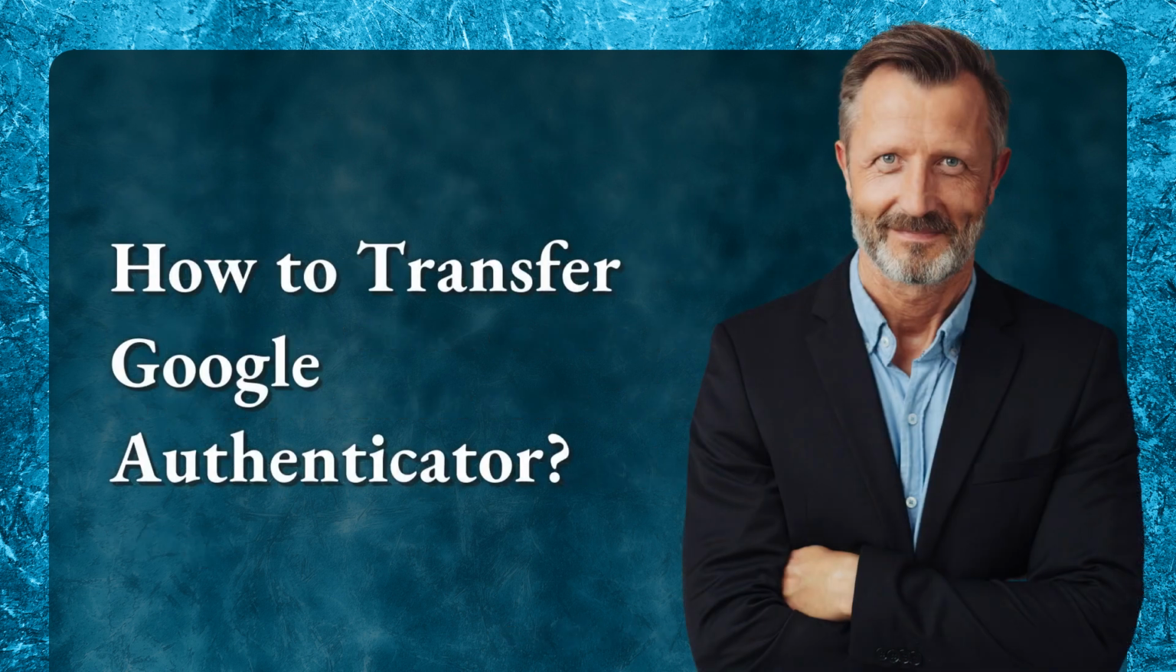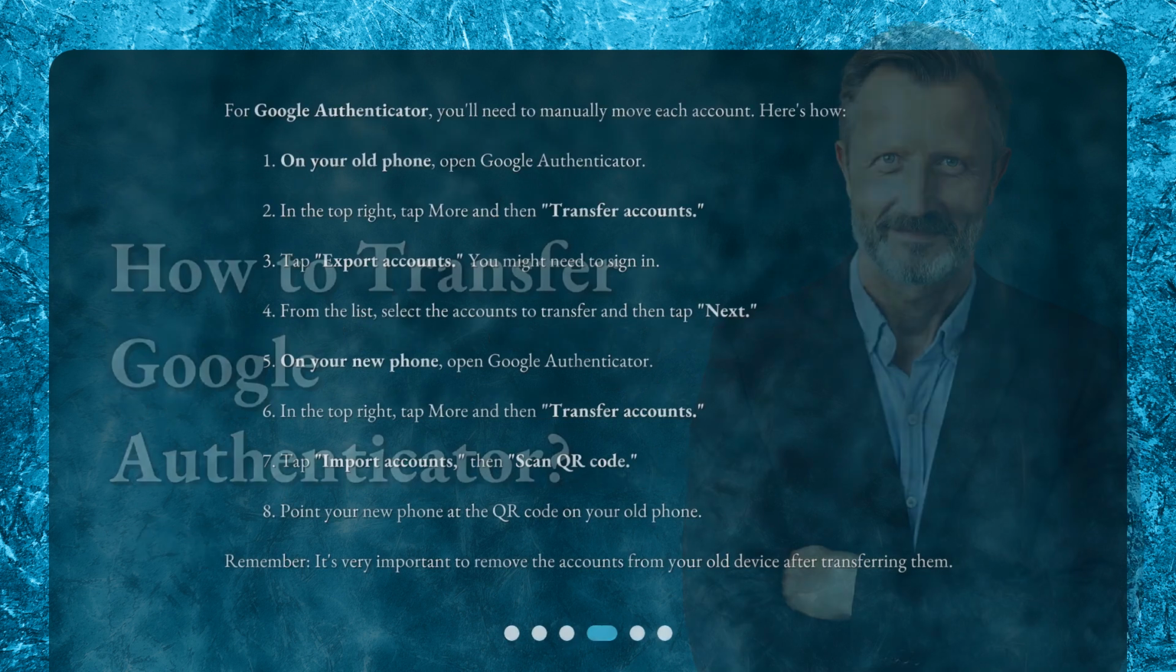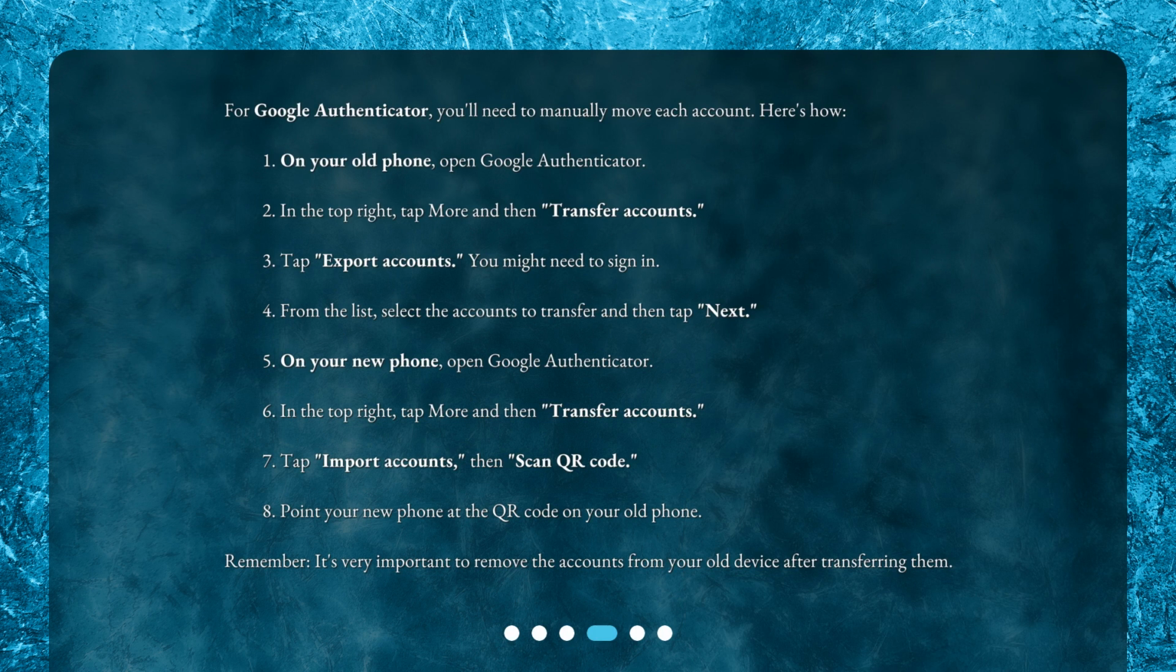How to transfer Google Authenticator? For Google Authenticator, you'll need to manually move each account. Here's how. 1. On your old phone, open Google Authenticator. 2. In the top right, tap More and then Transfer Accounts. 3. Tap Export Accounts. You might need to sign in. 4. From the list, select the accounts to transfer and then tap Next.